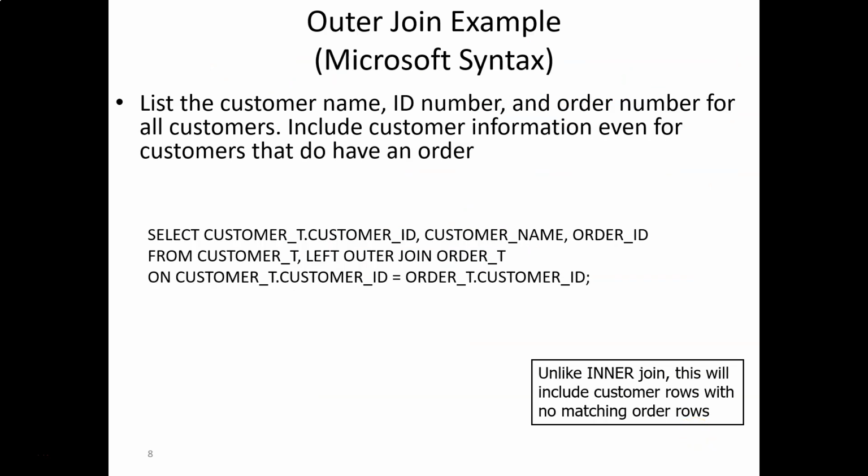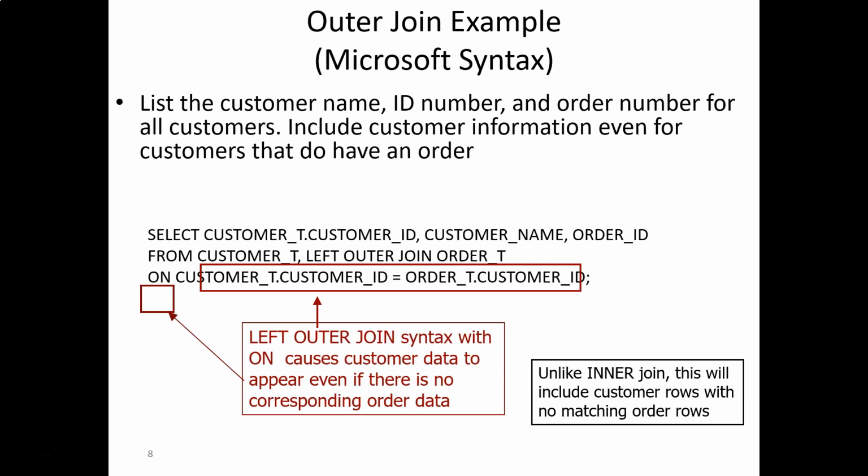Let's take a look at an outer join example here. List the customer name, ID number, and the order number for all customers. Include customer information even for customers that do not have an order. In this case, we are going to select customer table, customer ID, customer name, order ID, and from customer table. And so we are going to use the keyword left outer join order table.